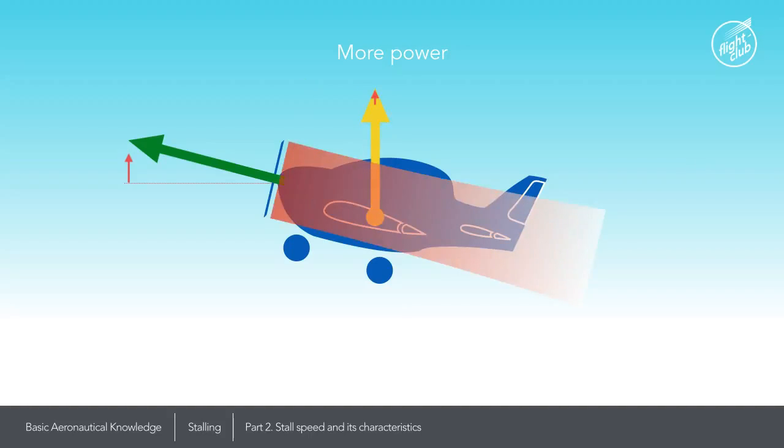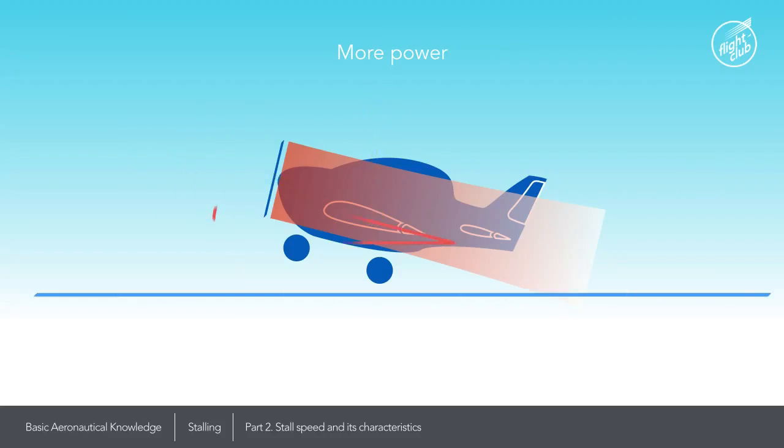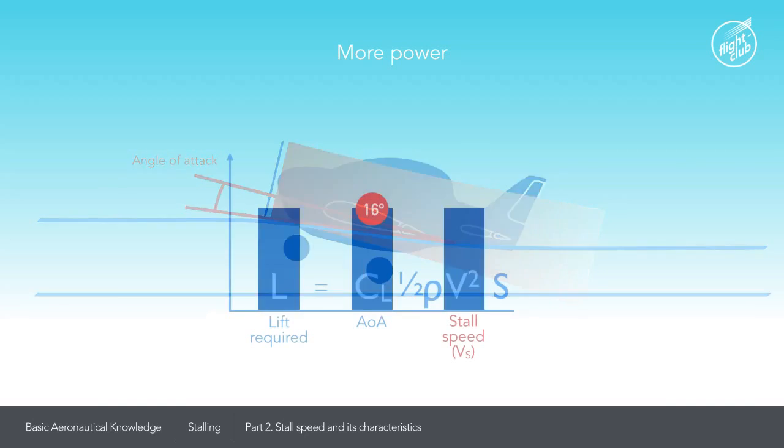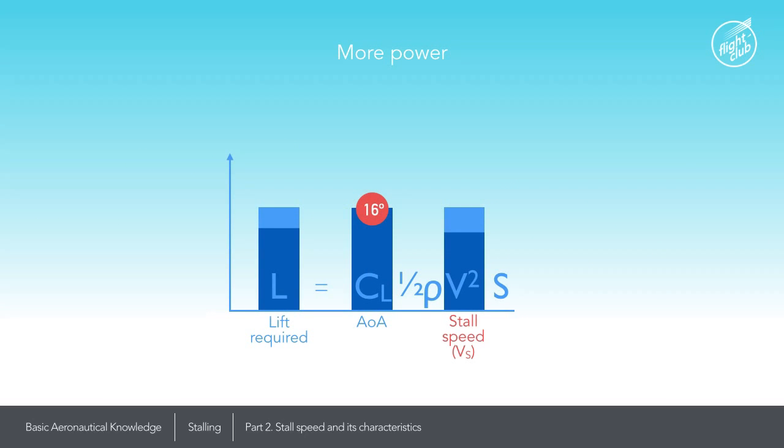Furthermore, the stronger slipstream, which affects the inboard section of the wings, speeds up the airflow and helps to generate more lift. In addition, the stronger slipstream deflects the relative airflow and reduces the angle of attack. So all these factors help reduce the need for lift, thus the stall speed reduces.